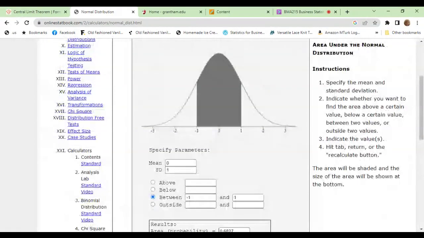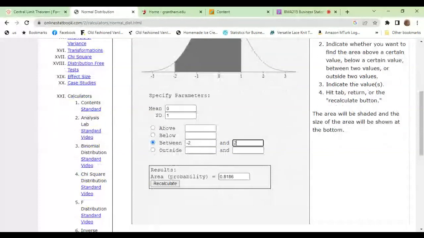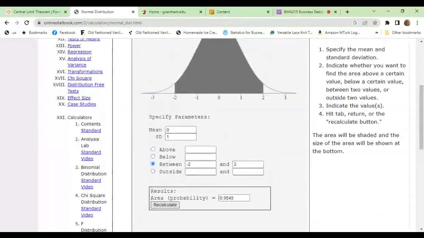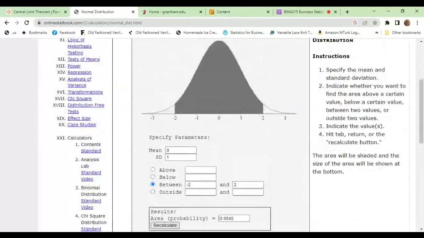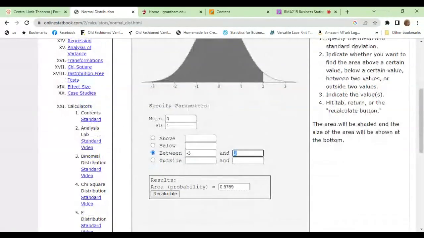It's shaded. And then we could do between -2 and +2, which should be 95%, 95.45. So that's about 95% of our data is between -2 and +2 standard deviations. And then -3 and +3 should be about, sorry, I pressed the wrong button.